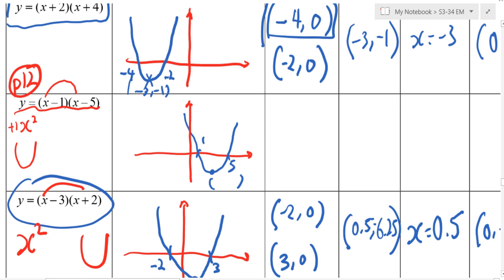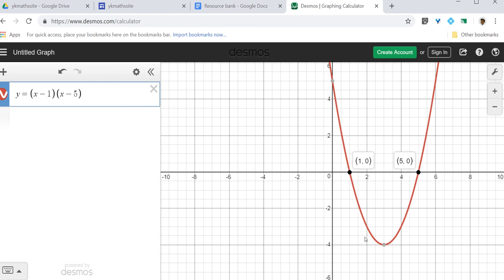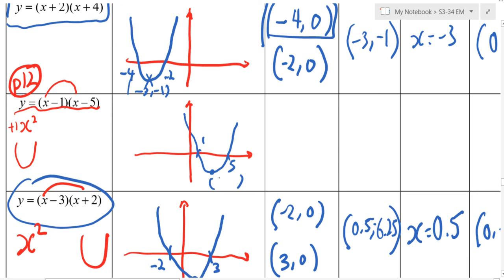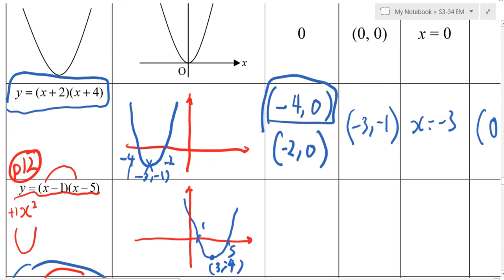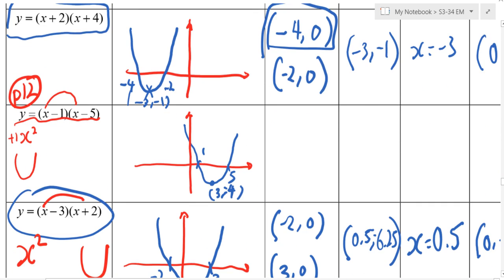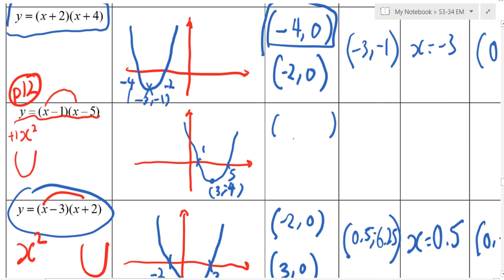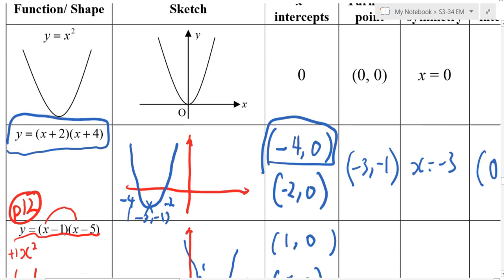This point, a special point, what is this point? 3, negative 4. So I write down 3, negative 4. Okay? This is the x-intercept. So what's the x-intercept? If I have x-intercept 1, x-intercept 5, what's the x-intercept? 1, 0 or 0, 1? 1, 0. The other one? 5, 0. Okay? Now, the other one is turning point.